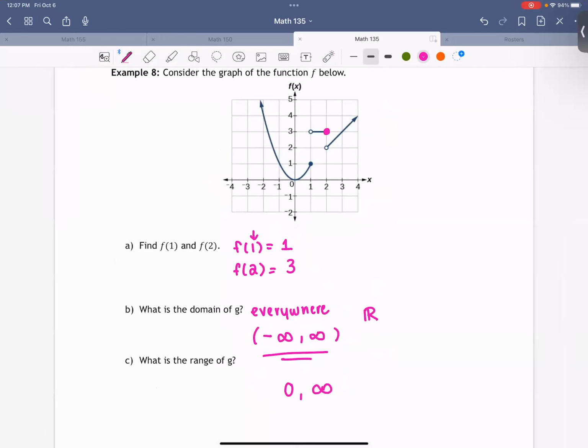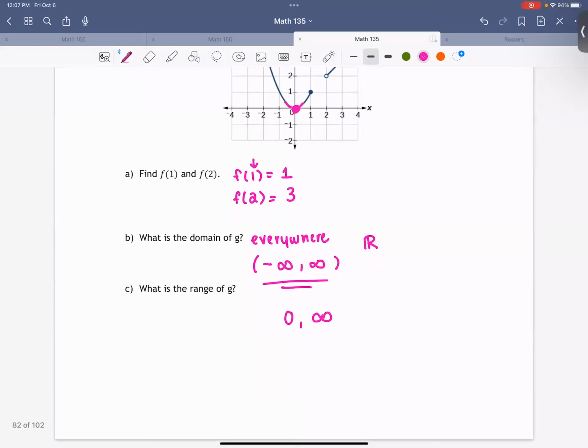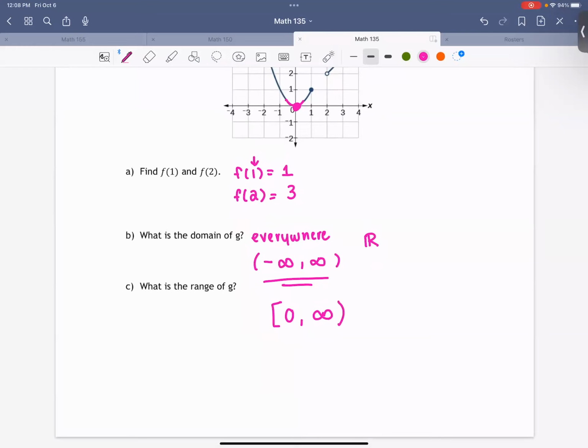Okay. Now, do you think we're going to include 0 or not include 0? Yeah, we're going to include 0. Even though there's no closed dot there, if there's a line, it literally means a closed dot. So as long as there's no open dot, then we're going to include it. I have an ant on my screen. There we go. Okay, so we're going to use a bracket, right? Because we're including 0. And infinity always gets a parenthesis because infinity is not really a number.